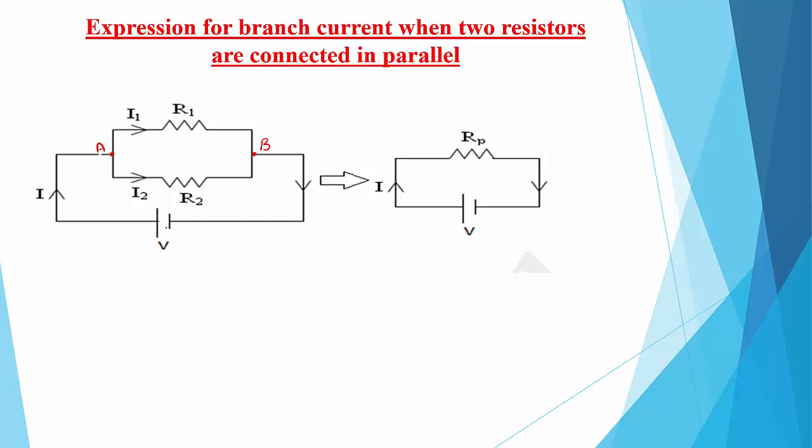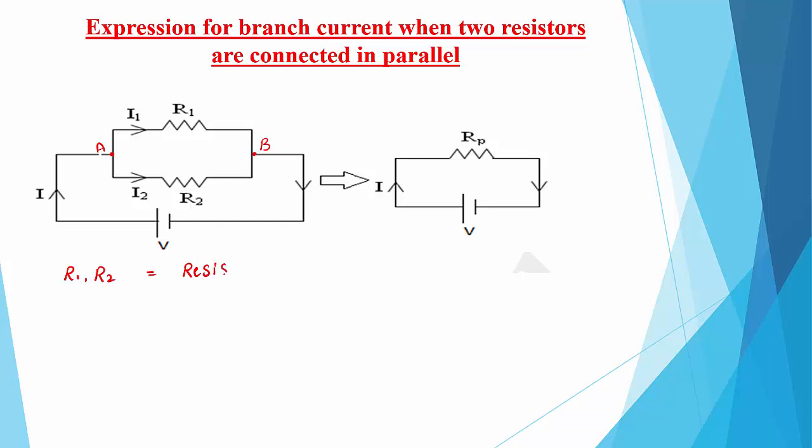Now, when these two resistors are connected to the source V, this source provides a potential difference V. The potential difference across each resistor and the potential difference across the combination are the same in parallel combination. Now that main current I is divided into two branches. That means the main current I is divided as I1 and I2 for the two branches of the resistances R1 and R2.